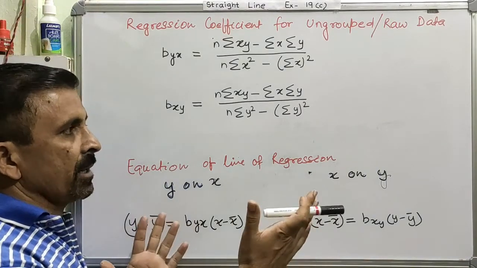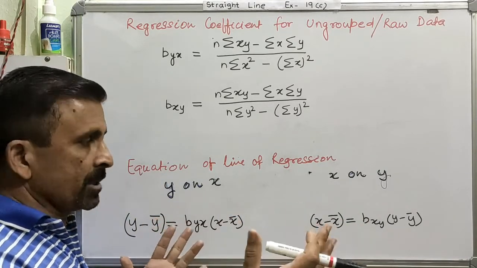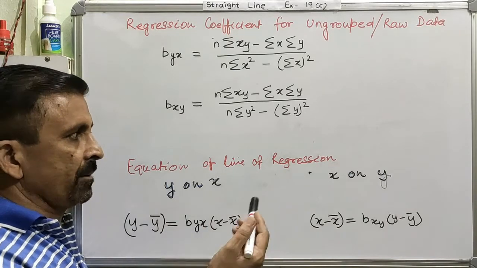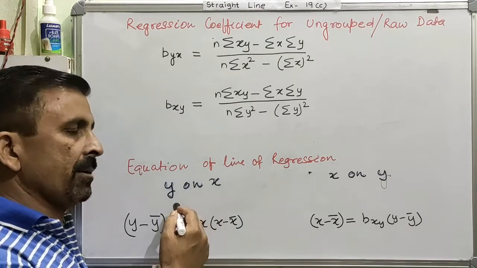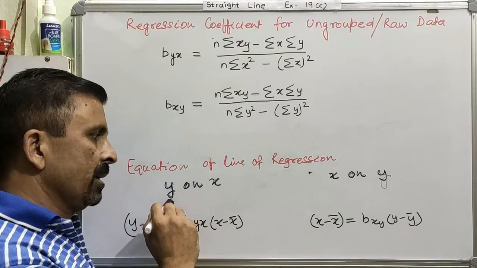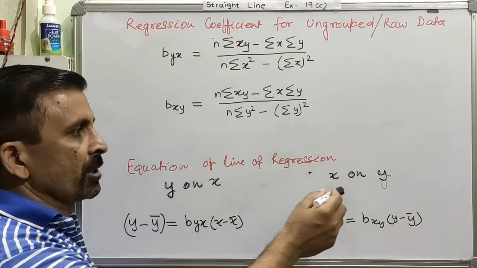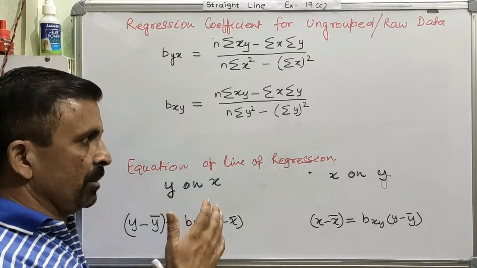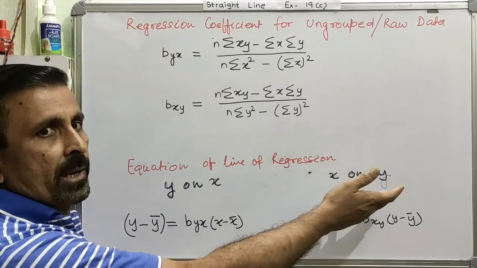Now before I move on to the question part, I will remind you that when you are given an ungrouped set of data, sometimes they will ask you to write down both the two lines of regression. That means we will have to calculate the equation of line of regression of y on x and also x on y. And sometimes they will specify that you have to write the line of regression only y on x or x on y.